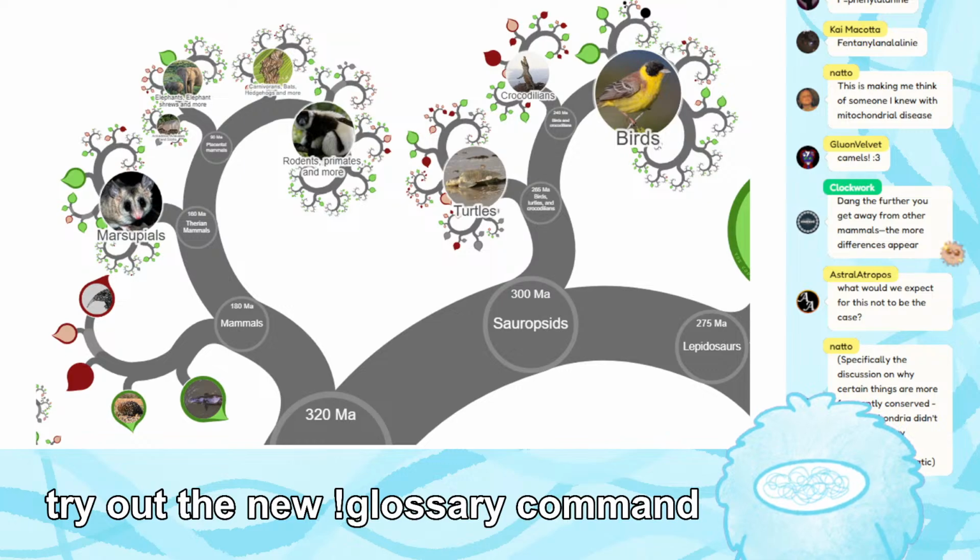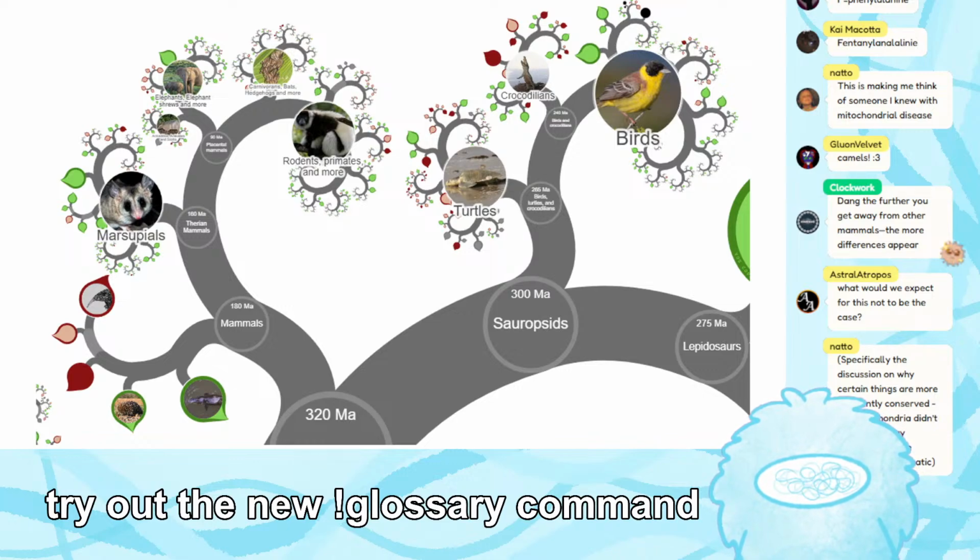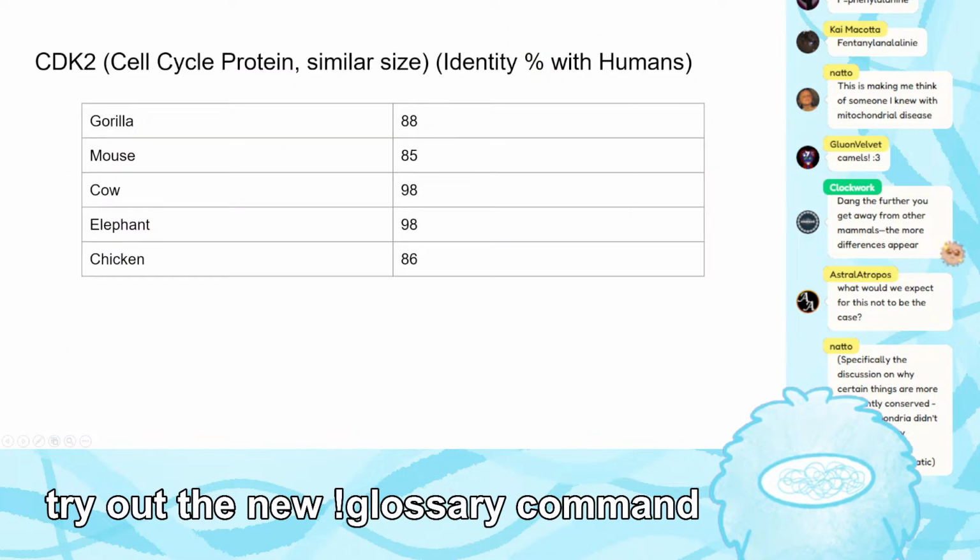And Astral is right, this is not unusual. The longer we have to diverge, the more likely it is that we have proteins that diverge as well. So I wanted to compare it to some other proteins. This is CDK2, a cell cycle protein of similar size, so we can sort of equalize some of those effects, and these are the percent identity with humans.